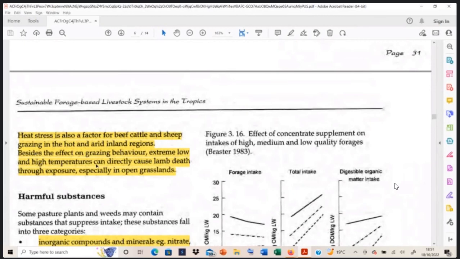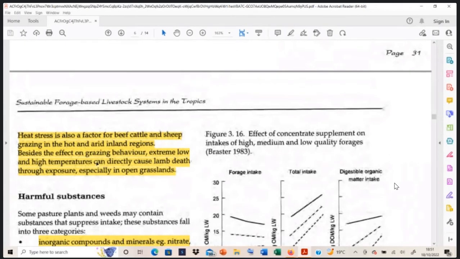Another important factor to be considered is heat stress. If there is a higher THI, that means temperature humidity index, the feed intake would be reduced in most animals. Mostly people talk about the temperature humidity index, and the THI for yak is around 24, while for buffalo it is 60. This is the maximum tolerable temperature humidity index. For cattle it may be around 40.